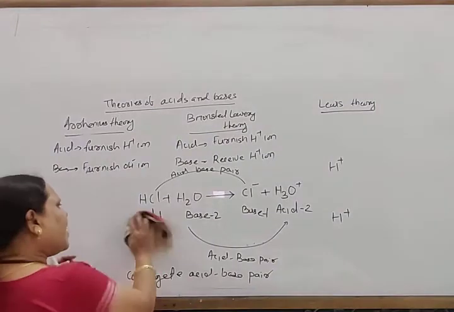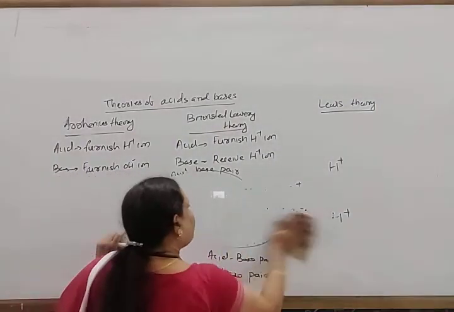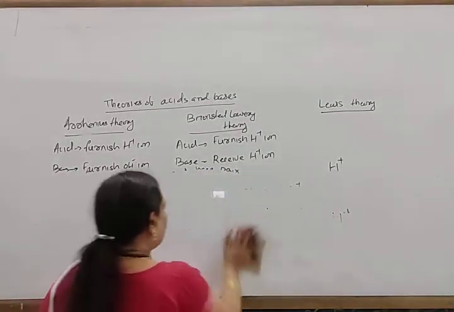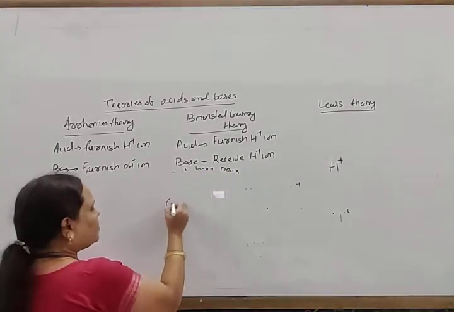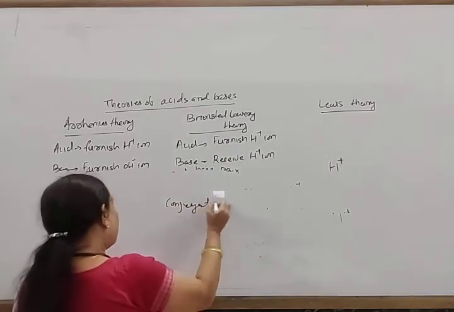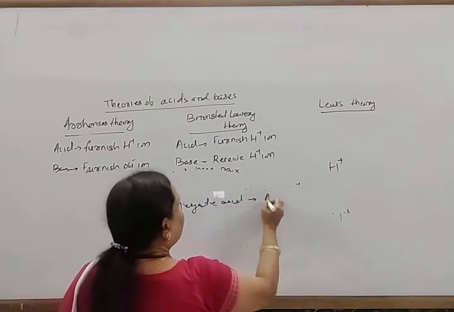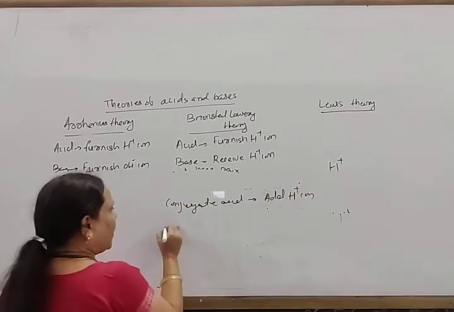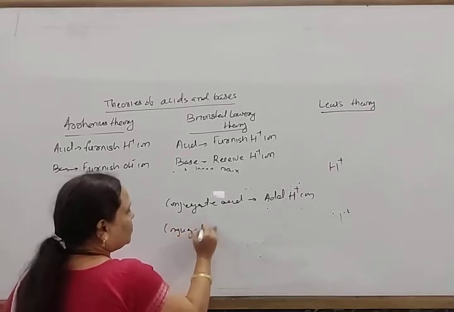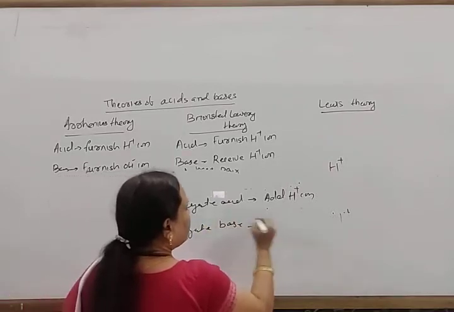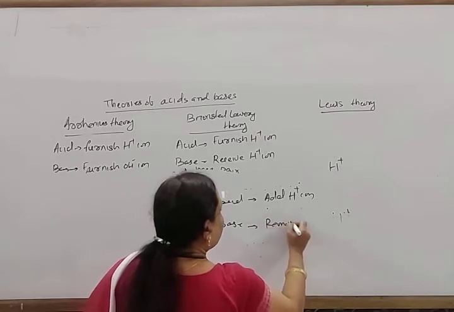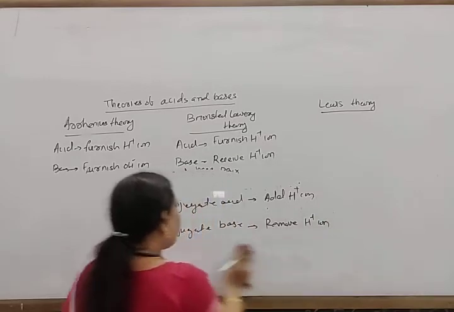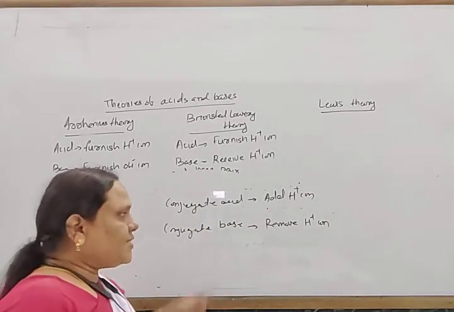Okay? From any formula, any species, if you want to find the conjugate acid, just add an H plus ion, and to find the conjugate base, just remove an H plus ion. Okay, from the formula, you can find the conjugate acid-base pair.